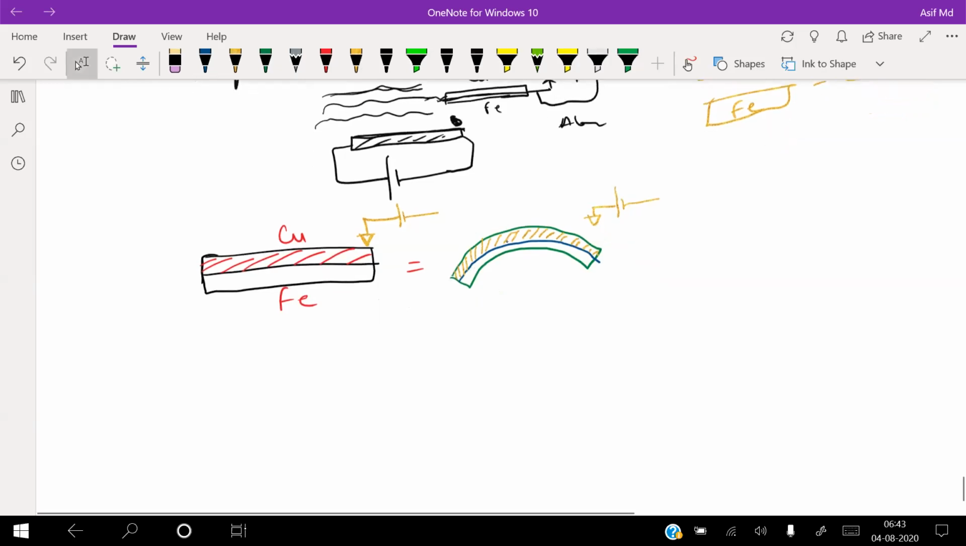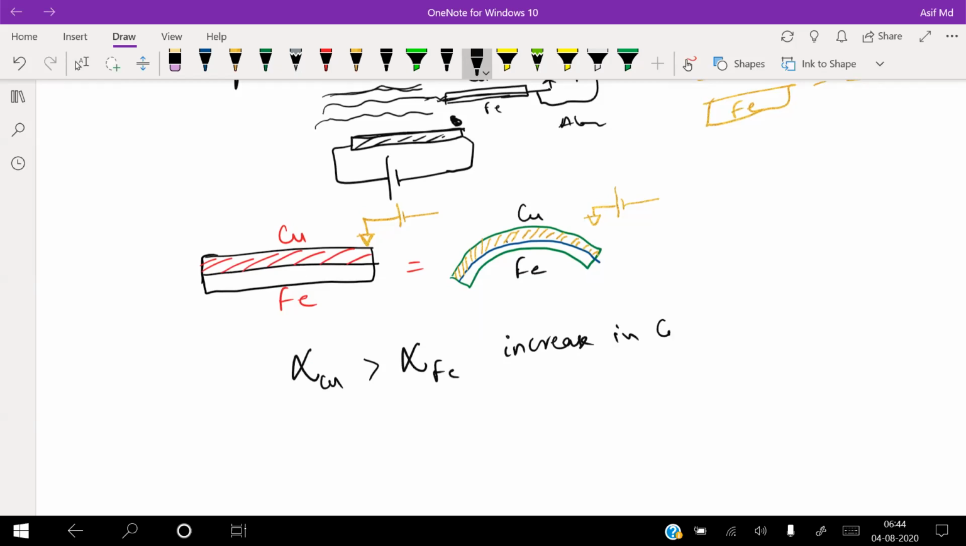So if I take this bimetallic strip, this part will be your iron, and here it will be your copper. Now how will the bending depend? See here, alpha of copper is greater than alpha of iron. That means the coefficient of linear expansion is greater for copper compared to iron. The increase in length of the copper strip will be greater.